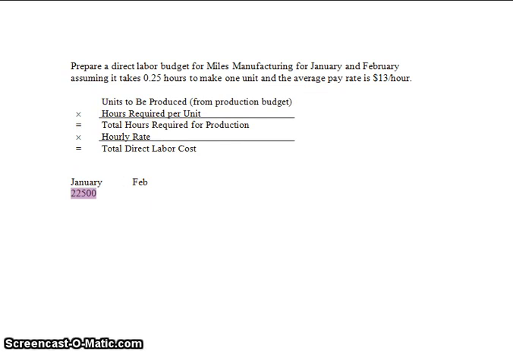That was given to you in the production data. Alright, we want to make 22,500. And it takes them a quarter of an hour to make any unit. So, how many hours is it going to take us? It's going to take us 5,625 hours. That's our total hours required for production.